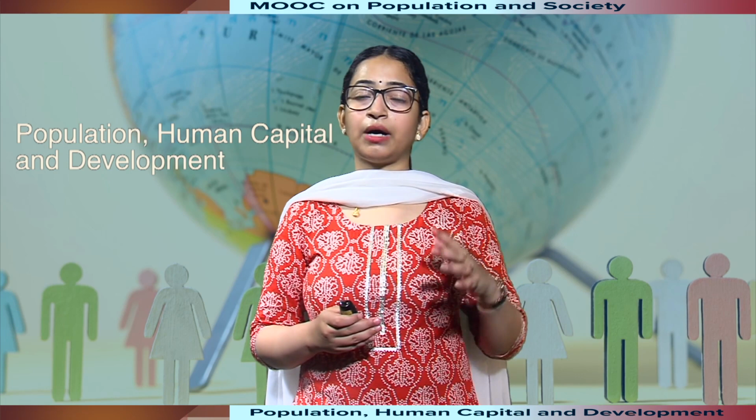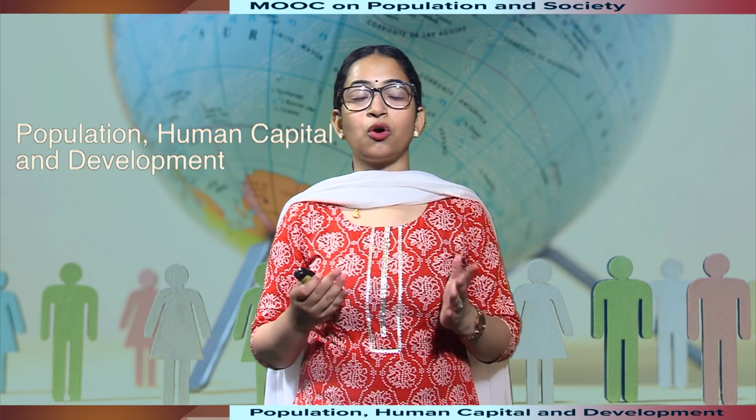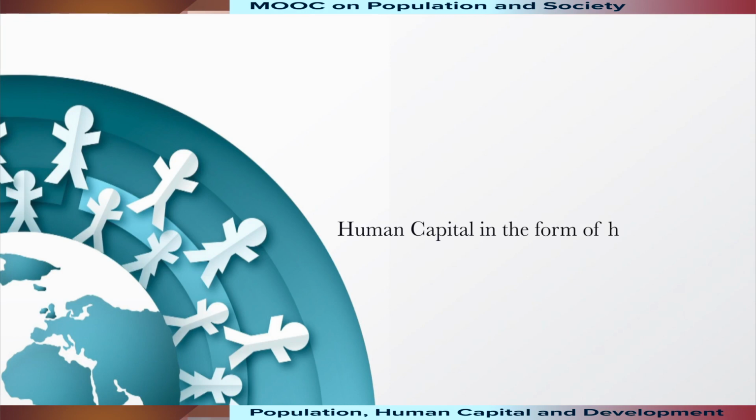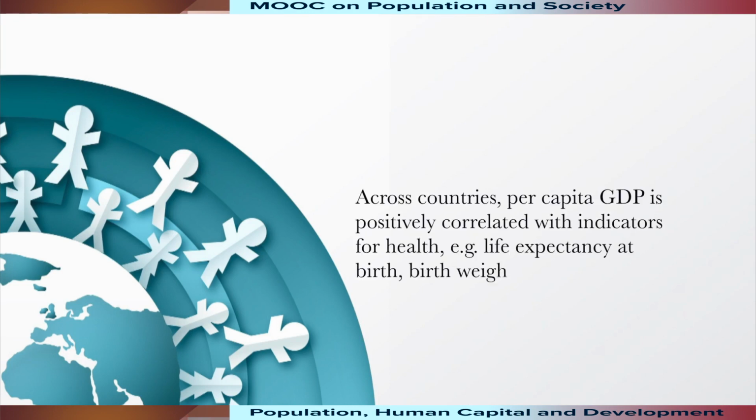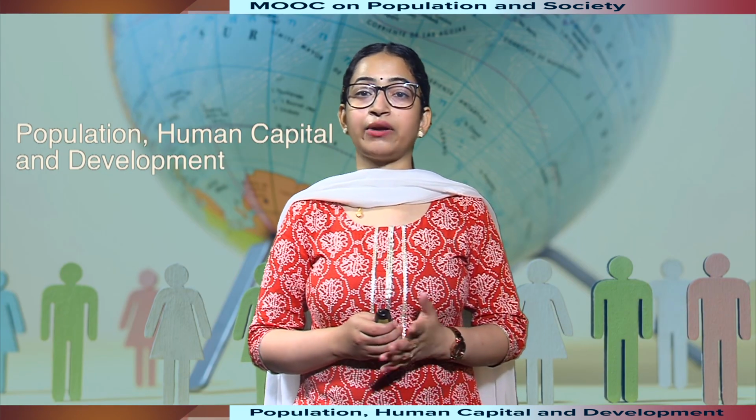Now, after knowing about human capital in the form of education, let us also see the influence and the importance of health factors which contribute to human capital. So we know that across countries, per capita GDP is positively correlated with indicators for health, for instance, life expectancy at birth, birth weight, and height. The link between health and income is bidirectional.